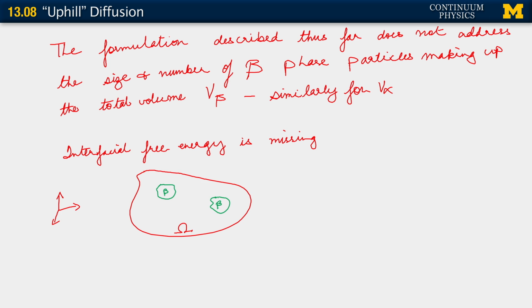Now, what this formulation does tell us is what the free energy of the system is in each of these phases, right? So it does tell us that the total free energy that's contained in those two phases, in those two volumes, is V beta, the volume, times chi evaluated at C beta. Because chi as a function of C beta is a free energy per unit volume, times the total volume of beta gives us a total free energy.